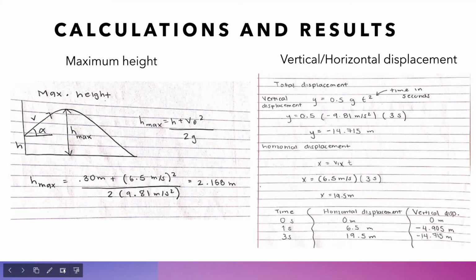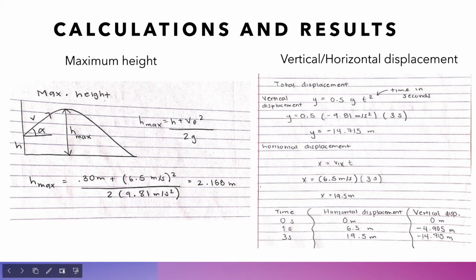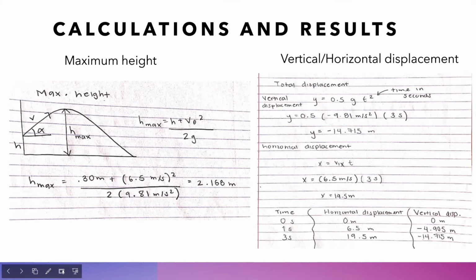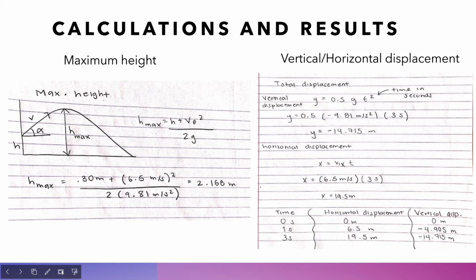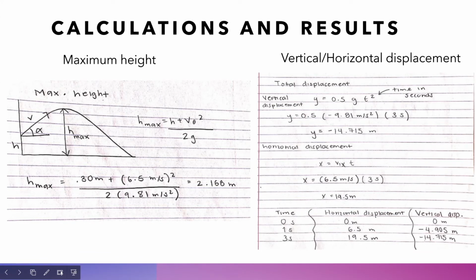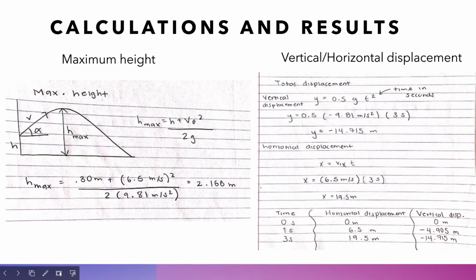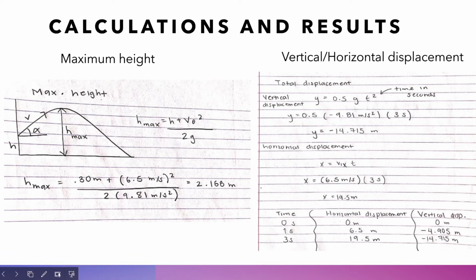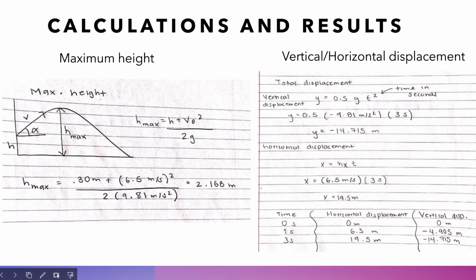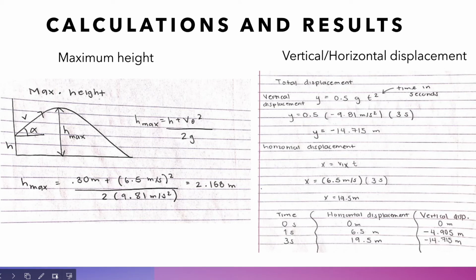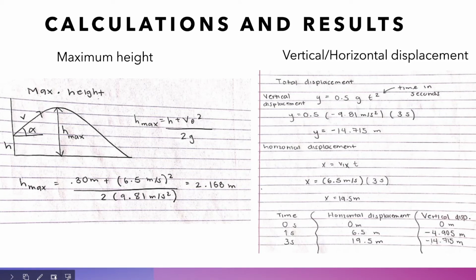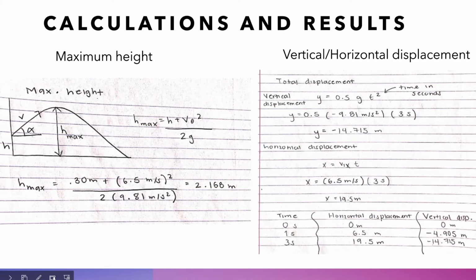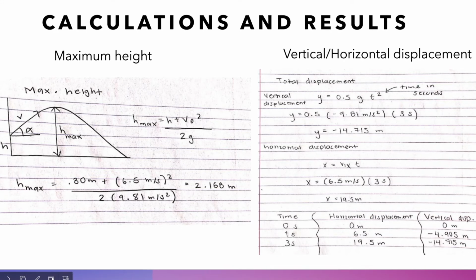For our calculations and results, first we had to find the maximum height, and as you can see here on the graph, H max is equal to the maximum height, the one that we're looking for. H is equal to the actual height from the floor to the base of the rocket. V is equal to the velocity that we estimated it was equal to 6.5 meters per second. And the angle was equal to 90 degrees.